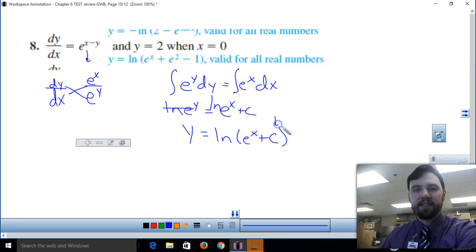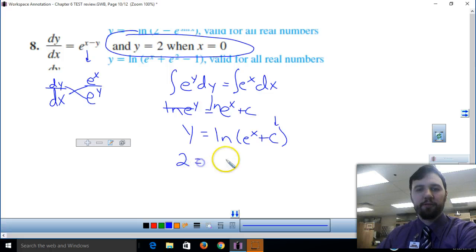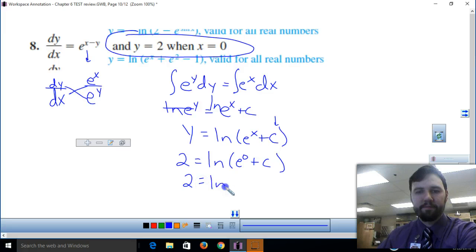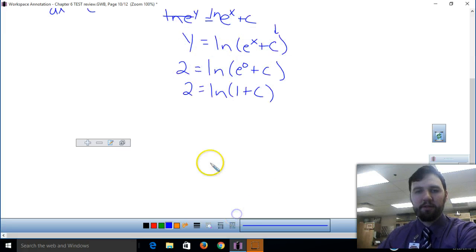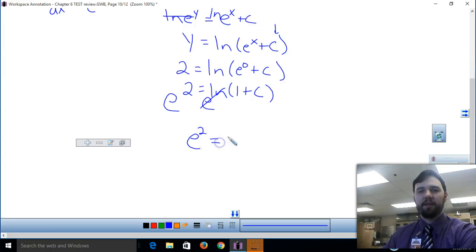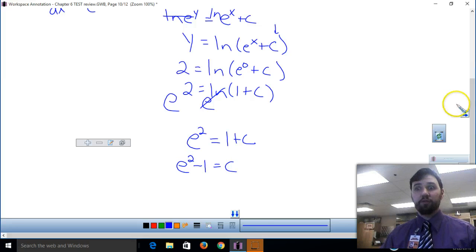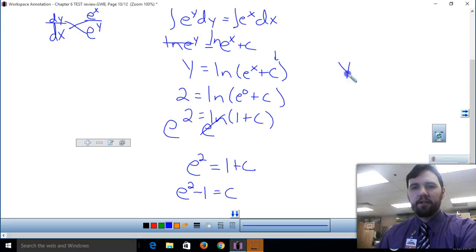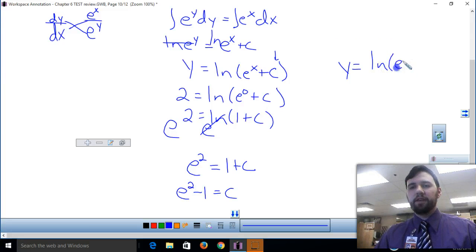Now we have to figure out what this c is. So we have to plug in these 2 points. So we set 2 equals natural log of e to the 0 plus c. e to the 0 is just 1. So we take each side as a power of e to get rid of that natural log. So you get e to the 2 equals 1 plus c. Subtract 1 from both sides, you get e squared minus 1 equals c. And you can leave it like that. So my final answer is y equals natural log of e to the x plus e squared minus 1.